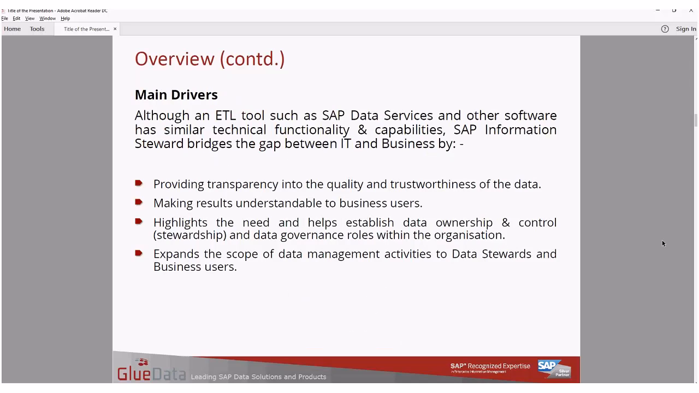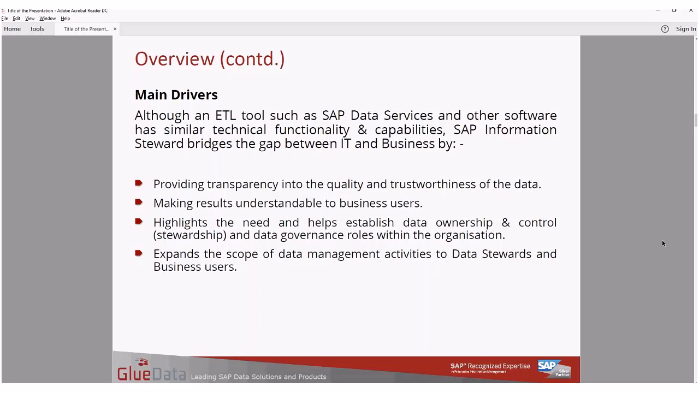So the main drivers for getting Information Steward: it has similar functionality technically to other solutions. There are non-SAP tools as well. Data services effectively can do everything Information Steward does, but only up to a point. So, data services being very much an IT tool, Information Steward now fills the gap between IT and business by providing this interface that's easier to use. It's web-based, it's dynamic, to give you that functionality and more, especially in terms of the reporting side.